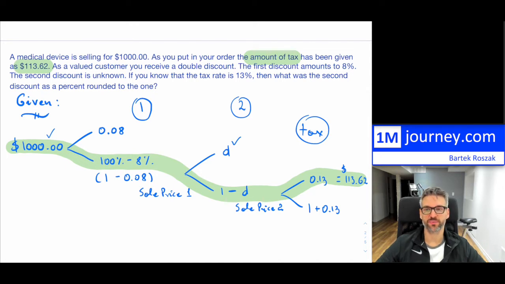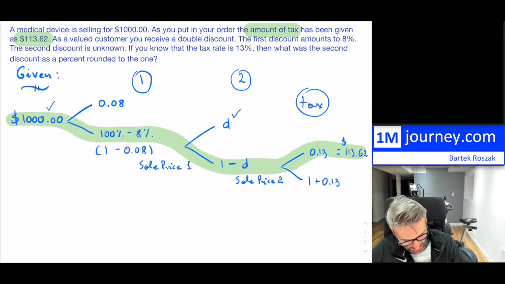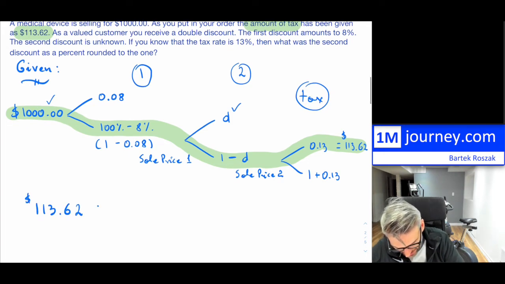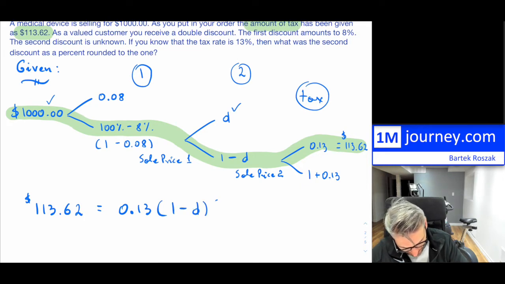So you're decreasing the price because you have discounts, so you decrease the price 2 times, and then you're increasing the price because you have a tax, and then they tell you exactly how much that tax is. So if I write this out in full, maybe I'll write it from the back to the front. We're trying to find this D, and what we will have is $113.62. That's the amount of tax that I pay, and that is equal to 13% multiplied by 1 minus D, and then 1 minus 0.08 multiplied by the original $1,000.